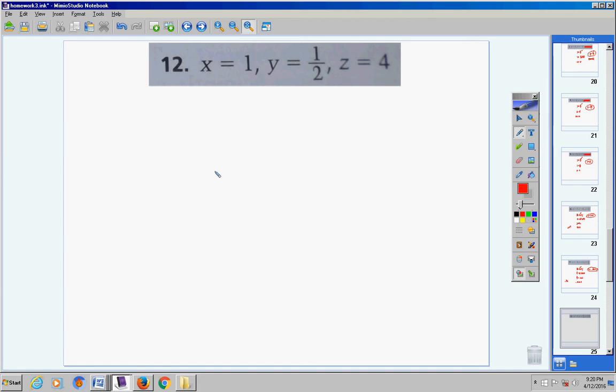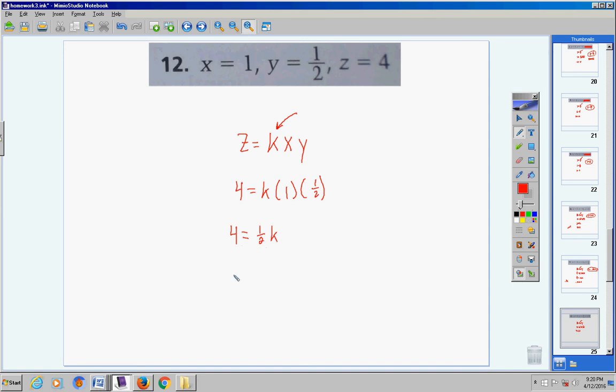x and y. So we're going to use this model here, and we're going to solve for k first like usual. So where the z is, I will substitute 4. Where the x is, I will substitute 1. Where the y is, I will substitute 1/2. Obviously, 1 times 1/2 is 1/2. Now divide both sides by 1/2.